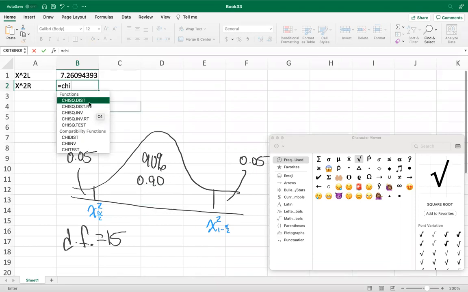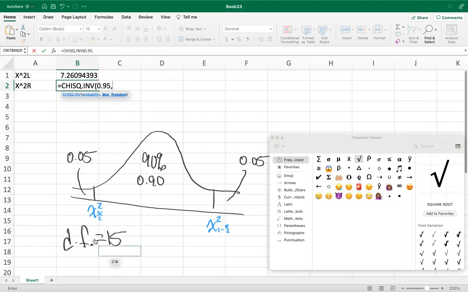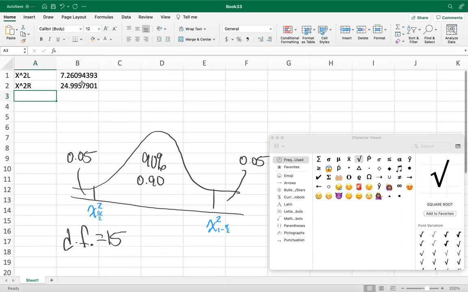Chi-square distribution or chi-squared inverse, do we need an area or do we have an area? In this case, we have an area, 0.95. Degrees of freedom, we said we're 15. And there we go. So we have our left value versus our right value.